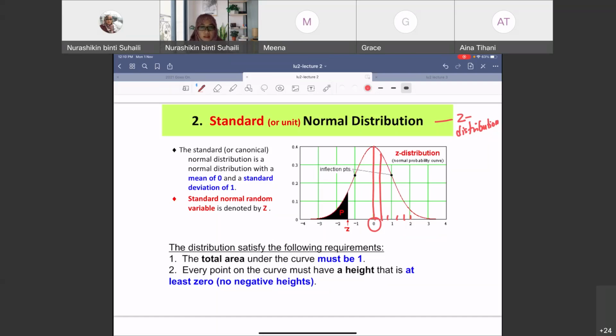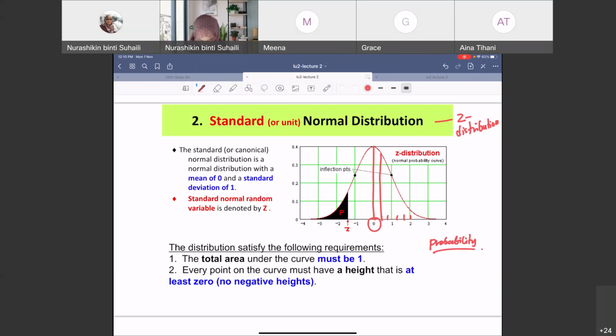So the reason why statisticians have come up with this standard normal distribution is because it comes with a normal distribution table, where we can refer to that table in order to determine the probability. So remember, our objective here is still the same. We want to find the probability. So that's the reason why this normal distribution is standardized, and there is a table that comes with this Z distribution.